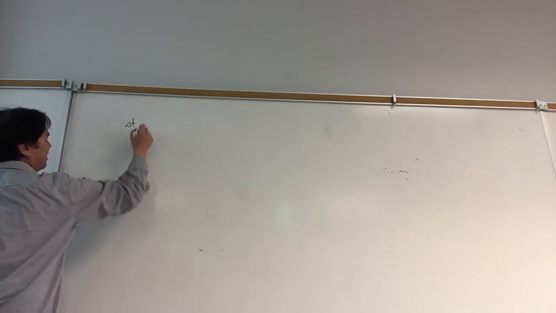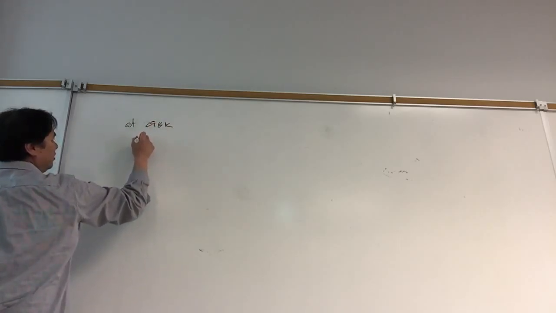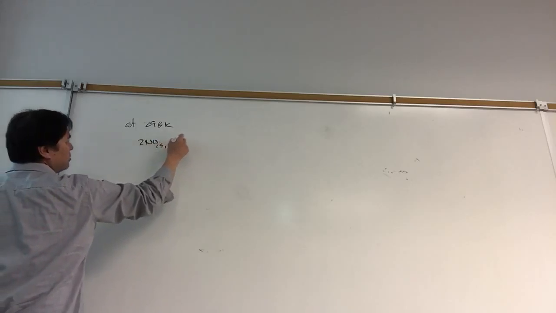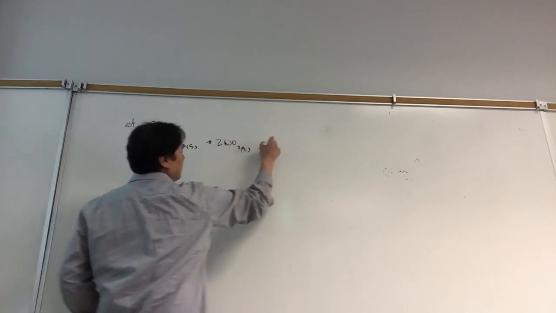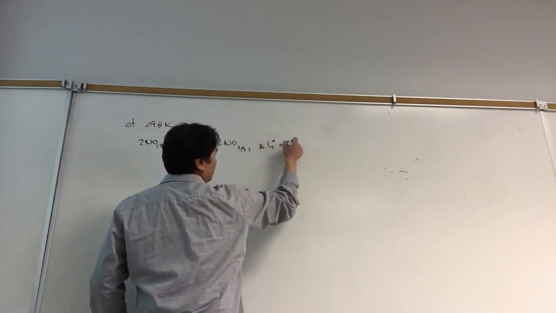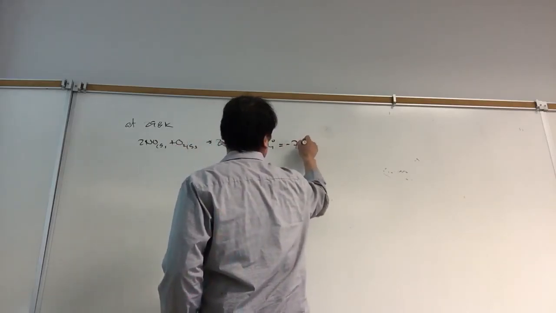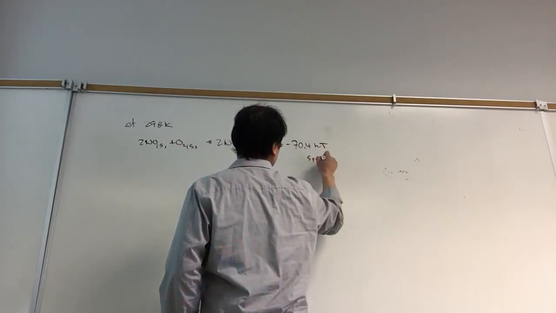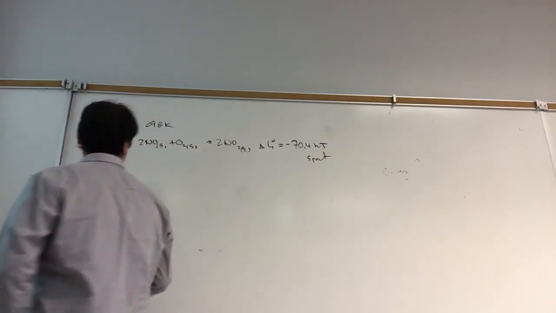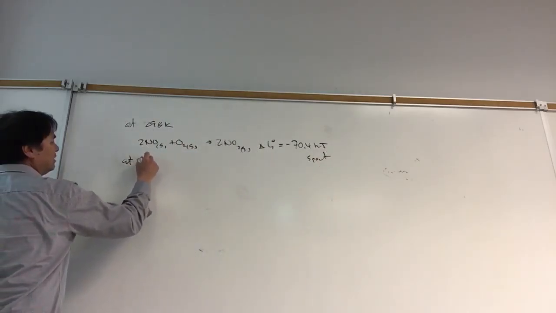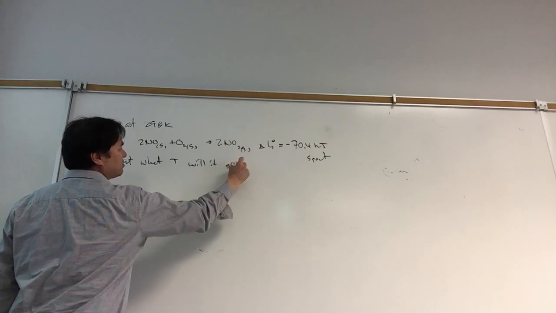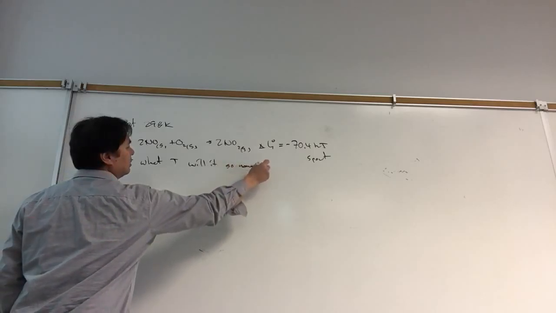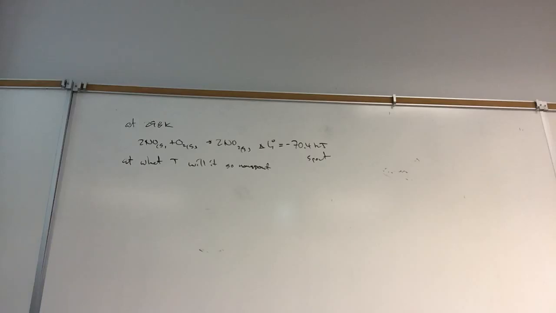So right now at 298 Kelvin, if I look at this reaction, 2NO gas plus an O2 gas goes to 2NO2 gas, I see my delta G under standard conditions is equal to minus 70.4 kilojoules, which means it's spontaneous. And so the question is, at what temperature will it go non-spontaneous? I can change the driving force by changing the temperature. But there's one problem with that.